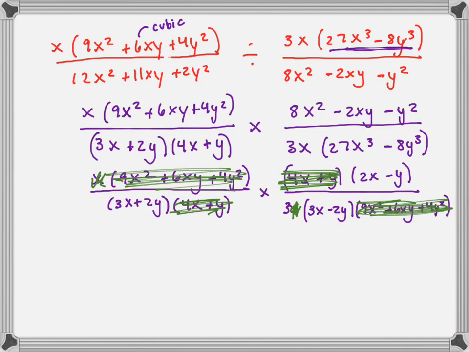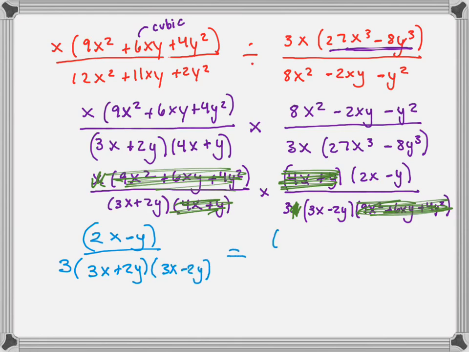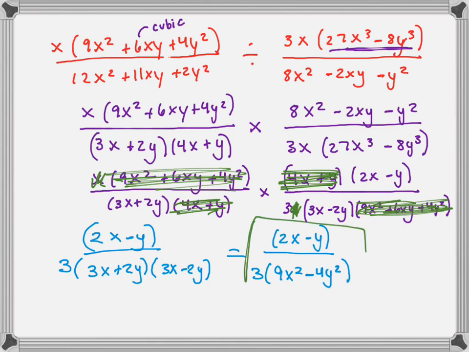And then we're left with our final thing, which is 2x minus y over 3 times 3x plus 2y times 3x minus 2y, which we can simplify more to be 2x minus y over 3 times 9x squared minus 4y squared. And that is going to give us our final answer because it's the most simplified.